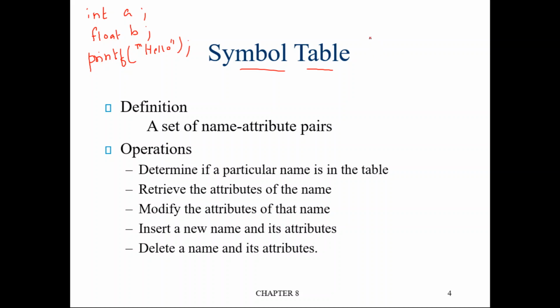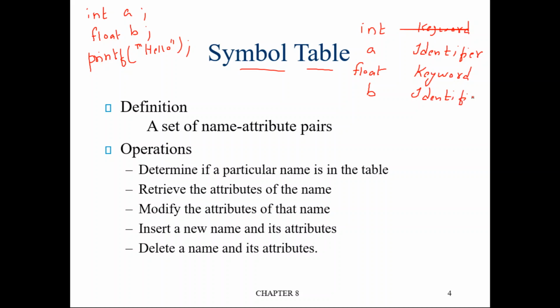The compiler will create a symbol table for whatever we are using. For int, it will specify that it is a keyword. Next, for a, it will specify it is an identifier. Identifier means it is a user defined variable. Again float it will represent as a keyword. The compiler will do all these things. And b, again it will be called an identifier.